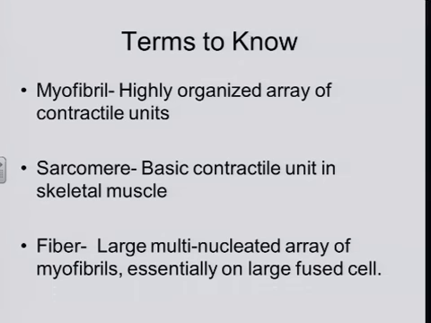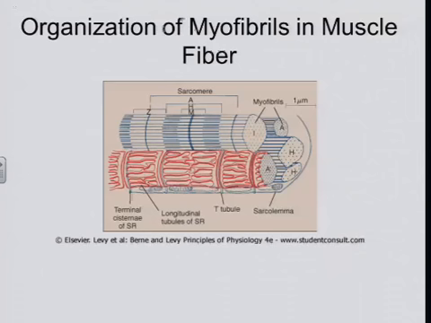A sarcomere. A sarcomere is that basic contractile unit. It goes from one Z line to the next Z line. So you have that in there. And this organization, you have a fiber, and that's a large, basically a big cell. It's a large multinucleated array of myofibrils, essentially one large fused cell. And in fact, that's basically how they form. So you have a lot of nuclei, a lot of mitochondria and such, and you have organizations.